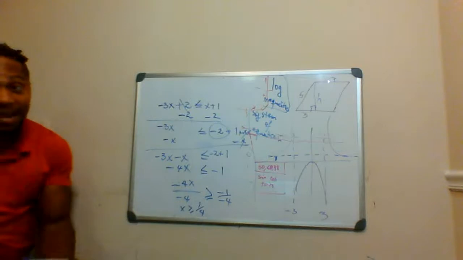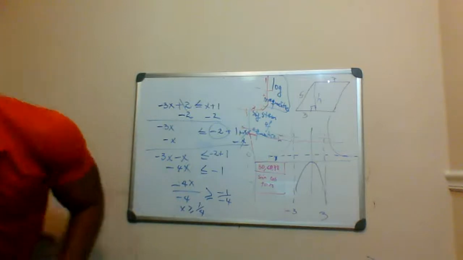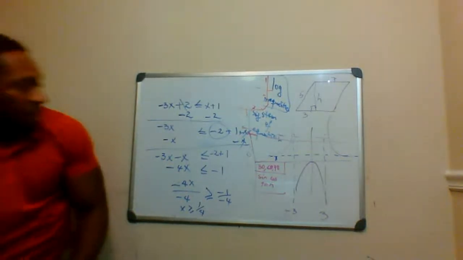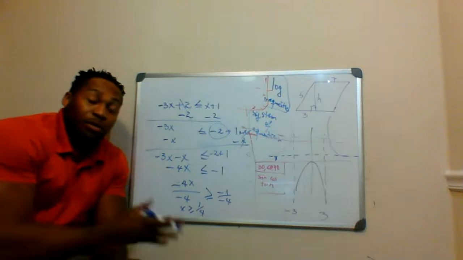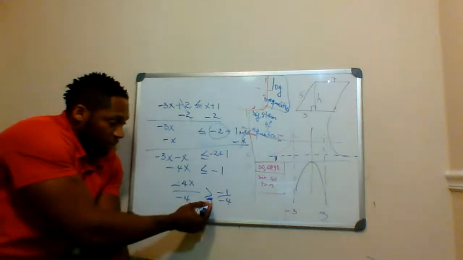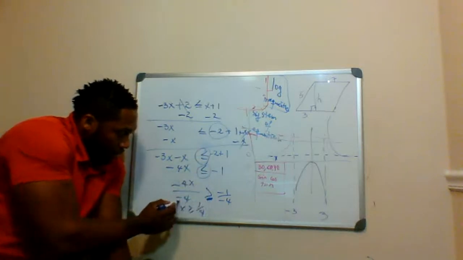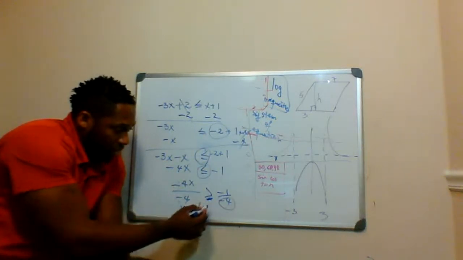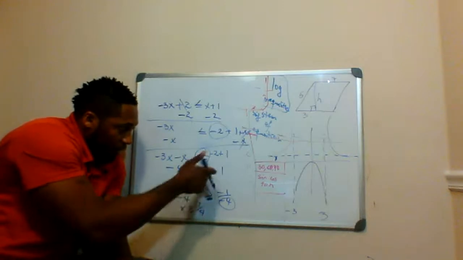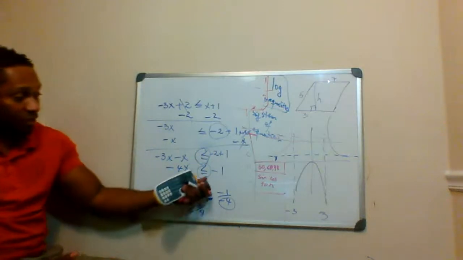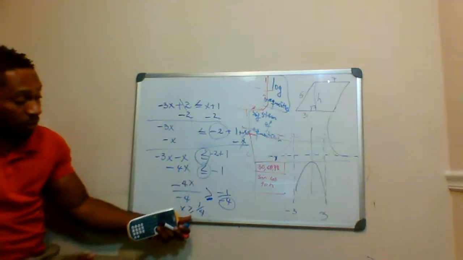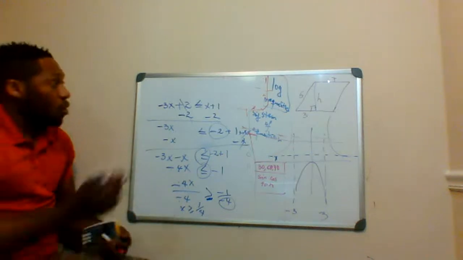So when you divide by a negative number, this may seem confusing. Can you see the board? When you divide by a negative number, you have to flip the sign. It was less than. As soon as I divide by a negative 4, I went from less than to greater than. Less than or equal to becomes greater than or equal to. So x is greater than or equal to 1 over 4.